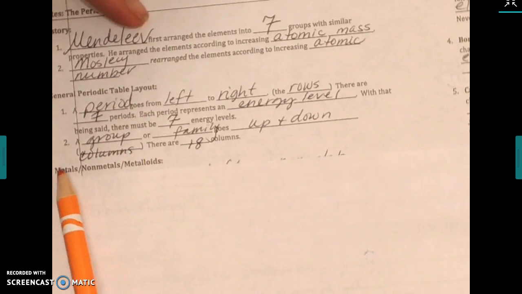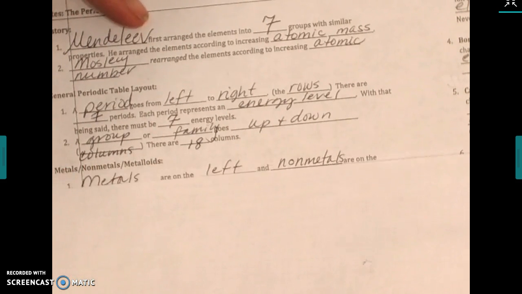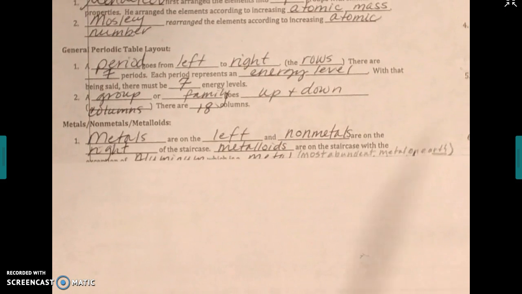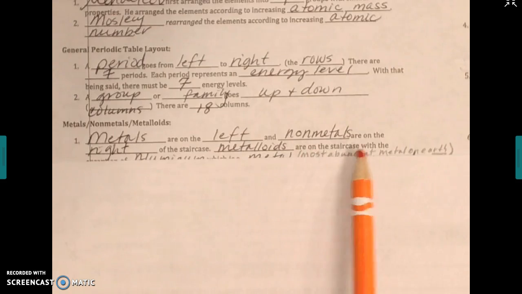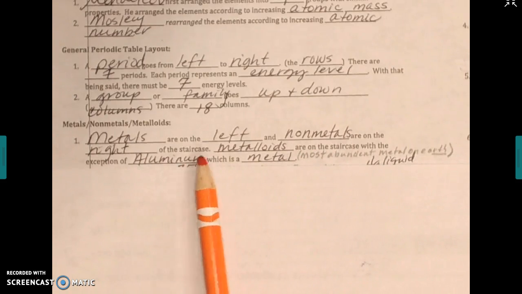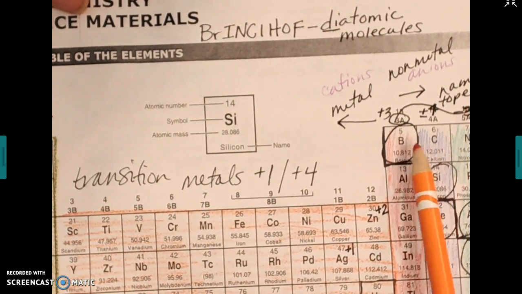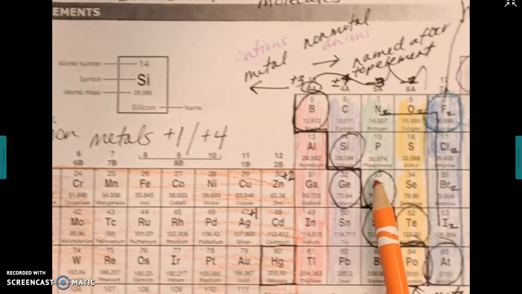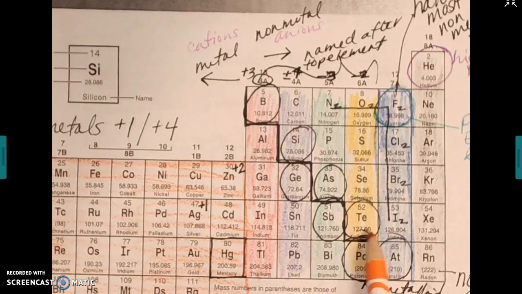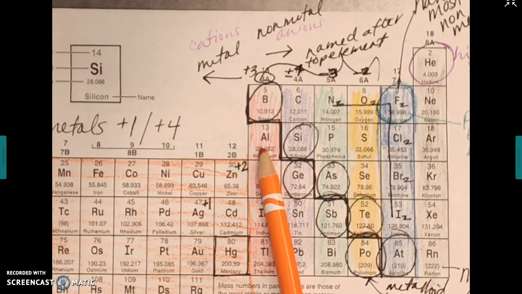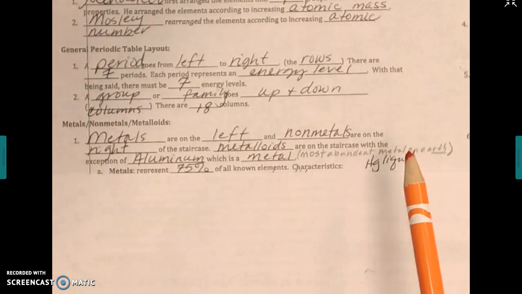So the periodic table is divided into metals, nonmetals, and metalloids. Okay, so metals are on the left and nonmetals are on the right of the staircase. Metalloids are on the staircase with the exception of aluminum, which is a metal. So here we have our periodic table. Here's our staircase or our zigzag line. Here's our metalloids that we have circled. Here, aluminum is not circled because it's a metal. Remember, it's the most abundant metal on Earth.